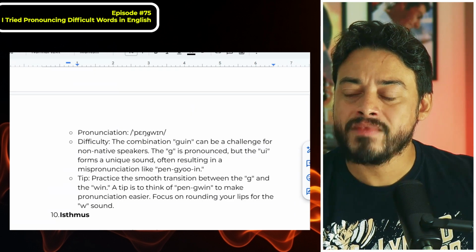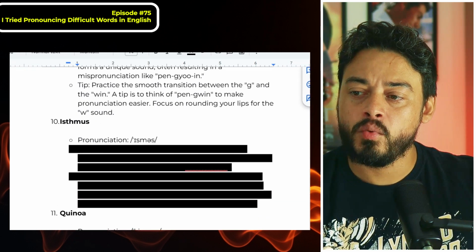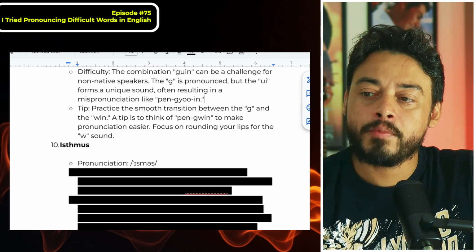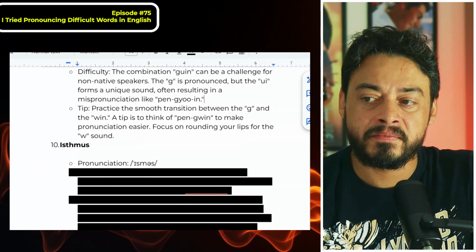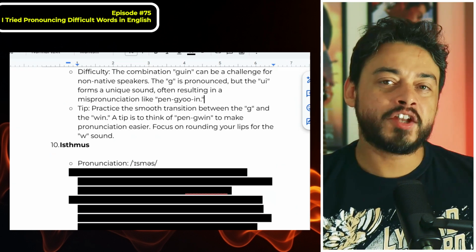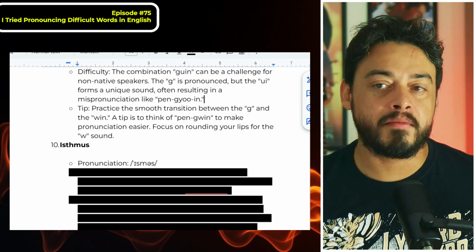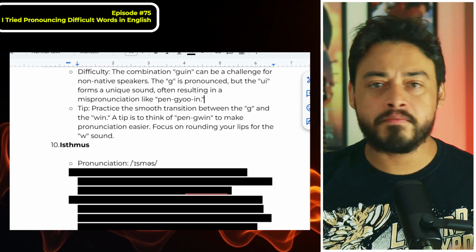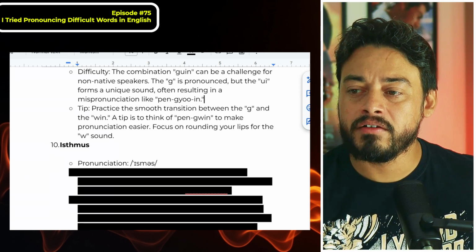And we have this word here, which the first time I read, I mispronounced it, but the correct pronunciation is isthmus. I tried to pronounce the TH, which is a common mistake here. I tried to go isthmus, but it's not how it works.